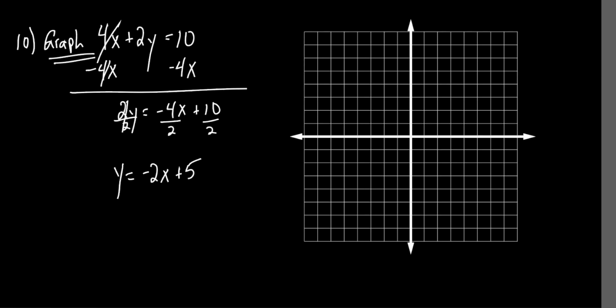So now, if we want to graph this thing, you should just be able to look at this and just plot a couple points and graph it. Okay, what's the first point you're going to plot? The plus 5 is the y-intercept. That's right. Here's the y-axis. So you go 5, 1, 2, 3, 4, 5. Put a point right there.